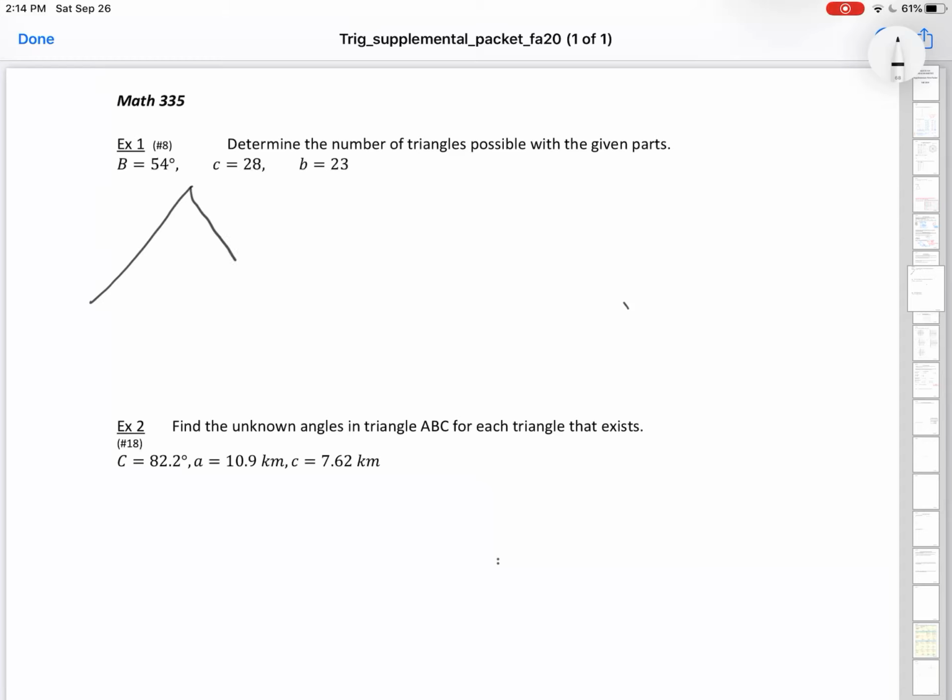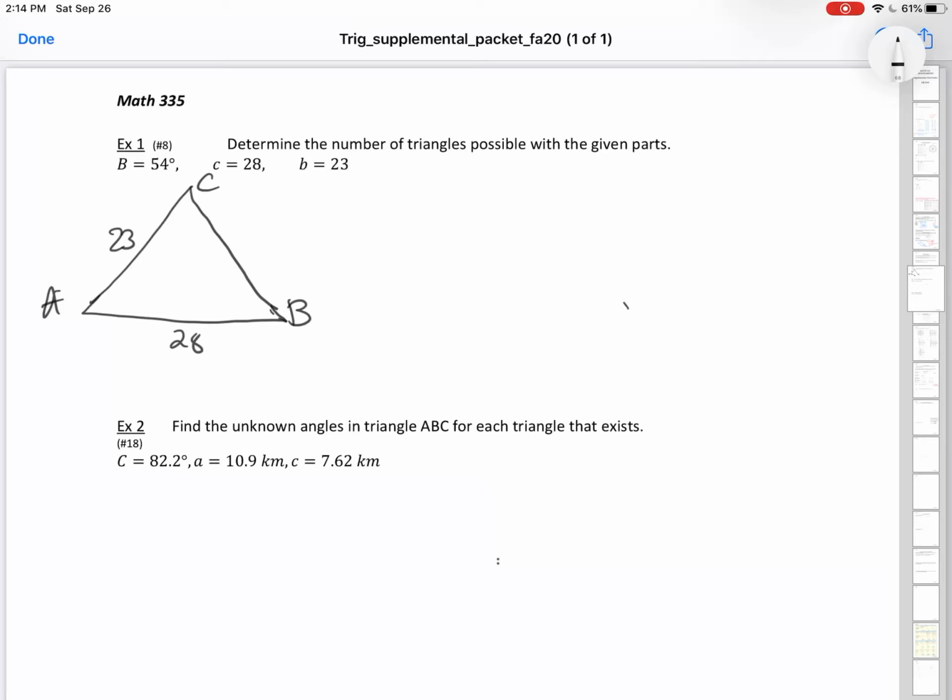I don't worry about drawing the angles exactly. All we need a picture for is reference. So here's angle A, here's angle B, and here's angle C. They're telling me C is 28, B is 23, and they're asking to determine the number of triangles possible with the given parts. Notice the directions. They don't want us to find anything. They don't want us to necessarily solve the triangle. They just want us to know the number of triangles.